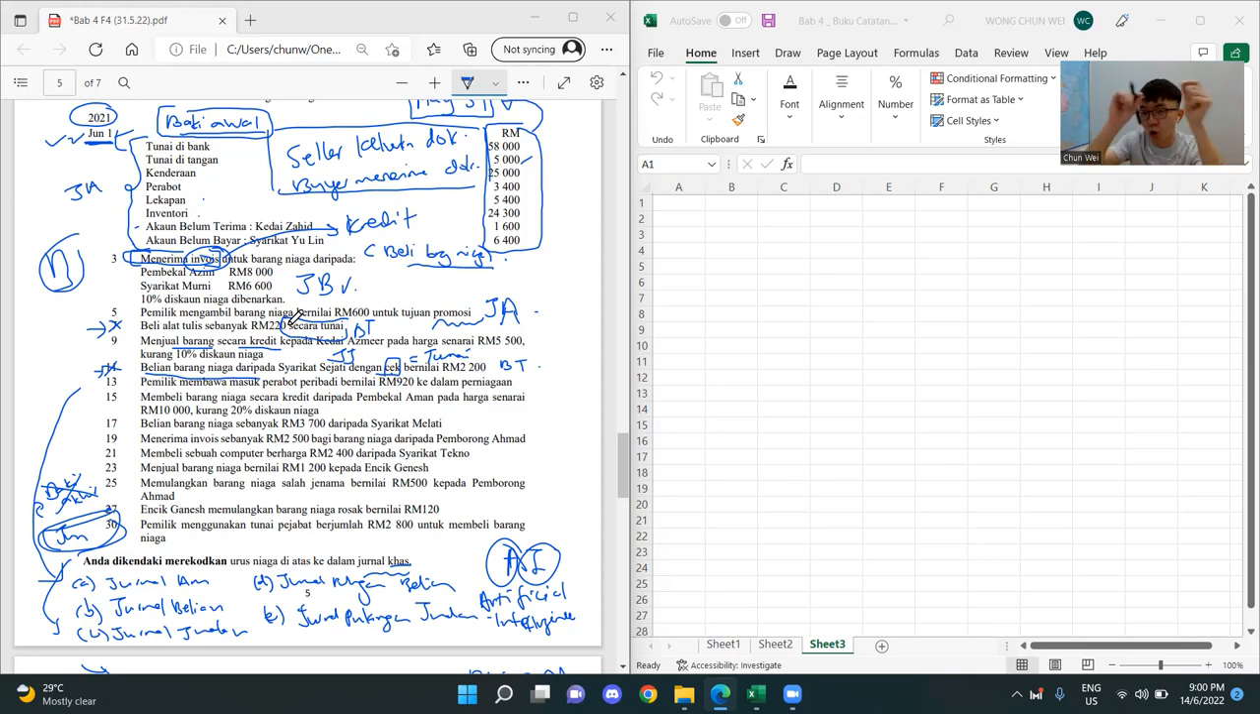So this is actually a modal tambahan. So whenever you got ambilan, tujuan promosi, or modal tambahan, we record in JA, jurnal am. Alright, okay. Then we move on to 15. 13, okay or not? 13, okay. Give me a 13 in the chat box.